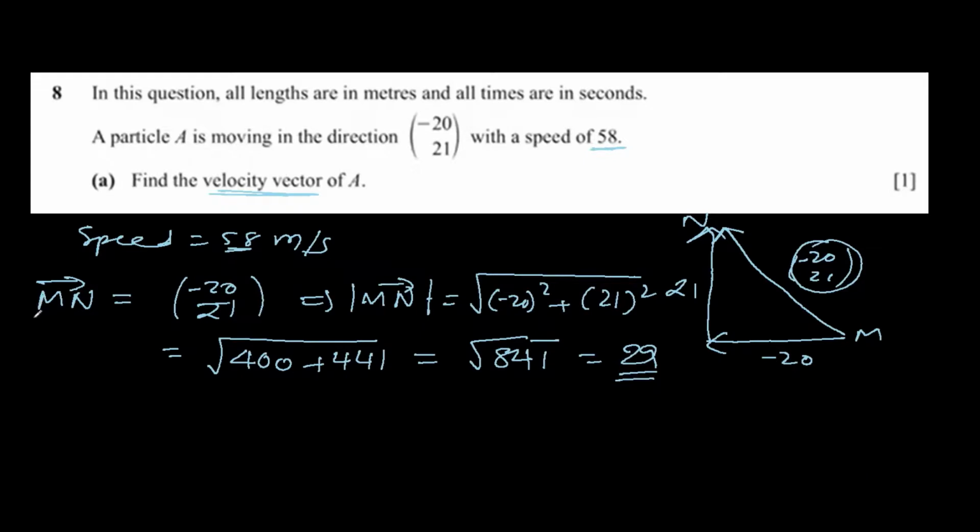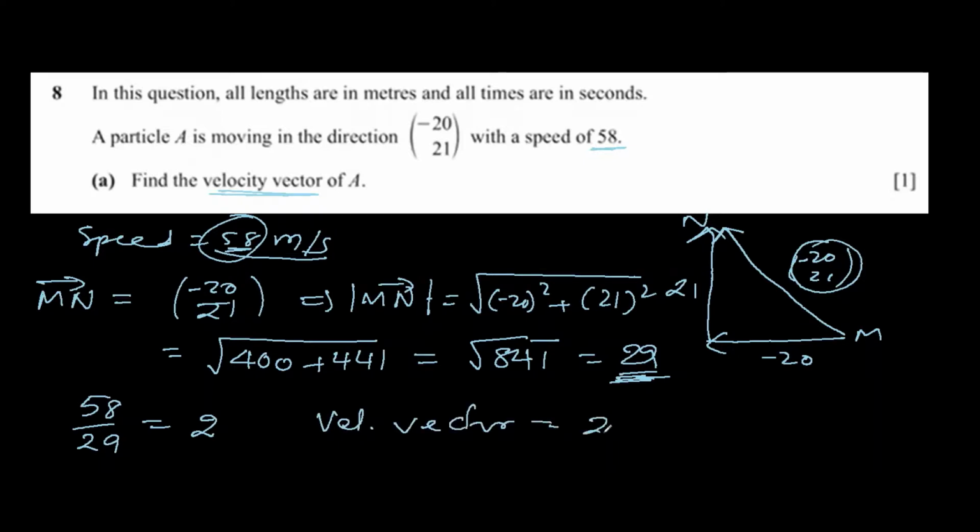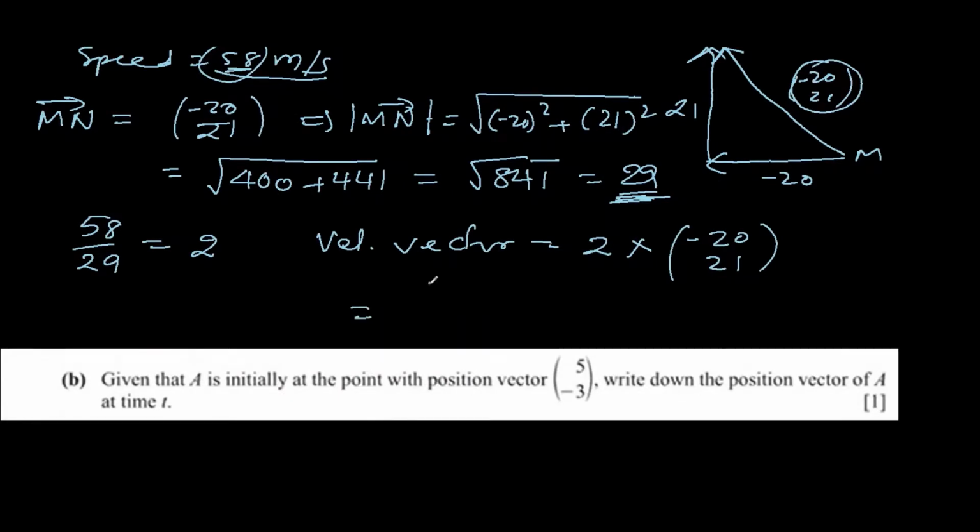So in this direction, the magnitude of mn is 29 units, but the magnitude of the speed of this particle is 58. So let's compare 58 and 29. 58 divided by 29 equal to 2. That means the velocity vector is twice the vector they have given in which direction it is going, right? Double of the vectors. So the answer will be minus 40, 42. That's the answer.